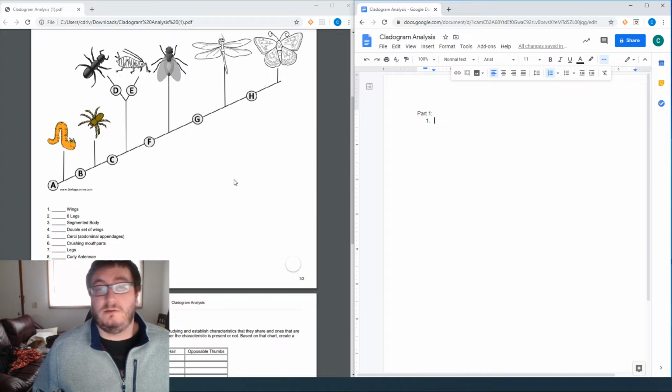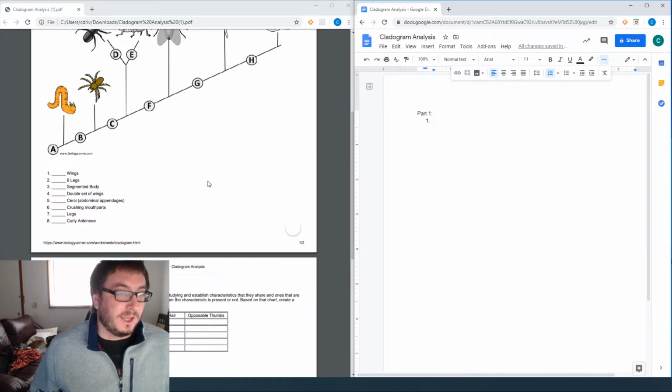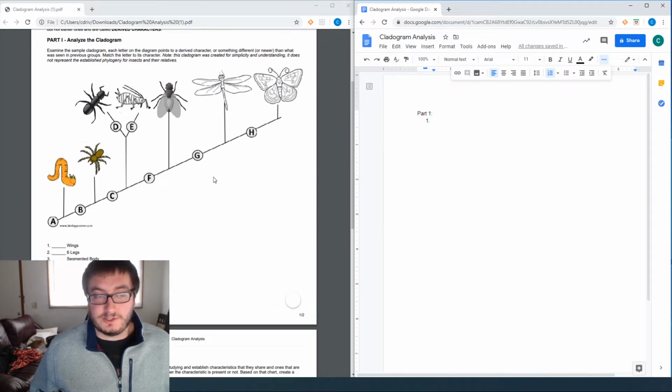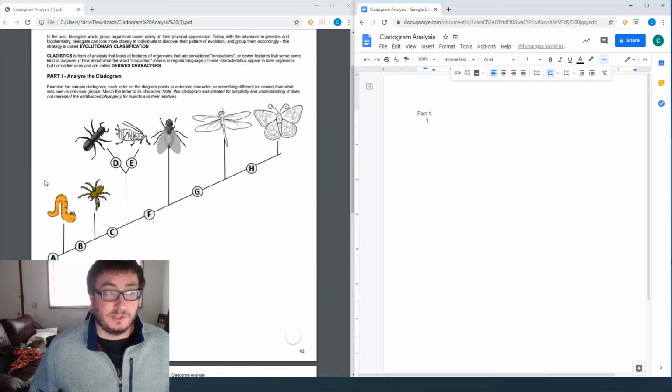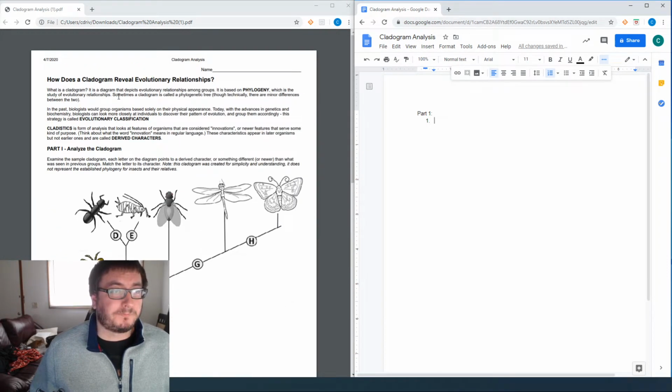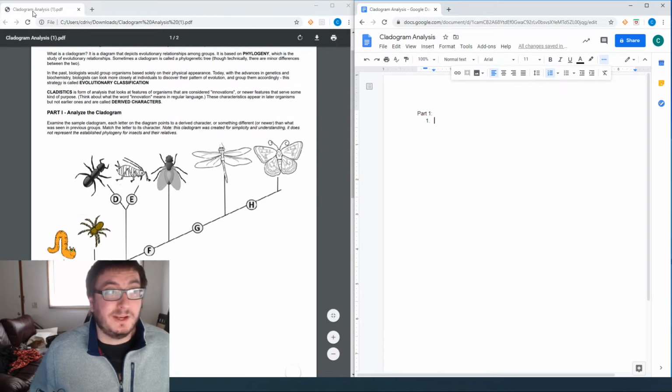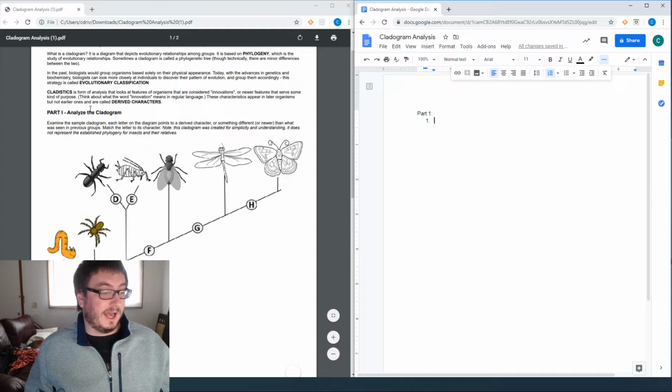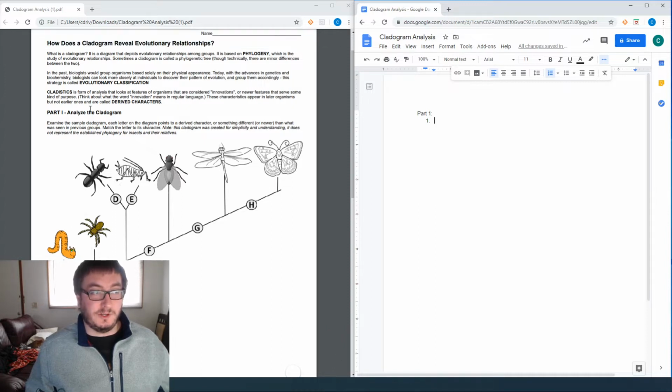So I'm just going to walk you through how to do this cladogram analysis. Once again, starting from the beginning again. I'll post this on Canvas later on. So let's go ahead and just get started. So once again, I went into Canvas and I found this cladogram analysis. It's on the home portion of Canvas. You can find it. This is what I linked on Monday.